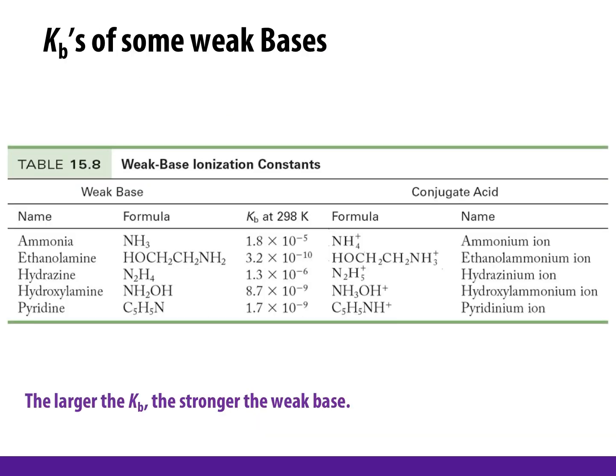Same idea works for Kb. The larger the Kb, the stronger the weak base. We'll notice that all these weak bases have nitrogens in them, and these nitrogens also have a lone pair. That lone pair is how they're going to be able to accept a proton and form the conjugate acids. The conjugate acids here are all nitrogens with a positive formal charge, or with a positive overall charge on the molecule after they've picked up a hydrogen. And these are all of these cations shown on the right, ammonium and so forth.